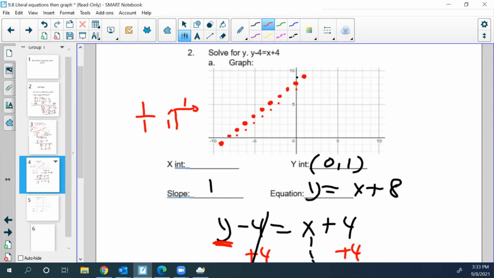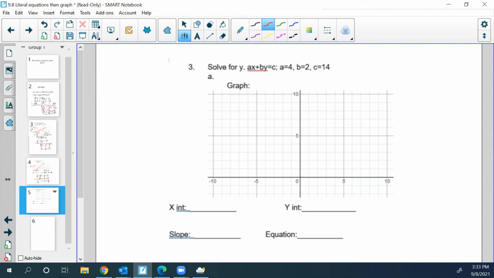So you can see now, if I was to connect these dots, my x-intercept would be right here, and that is negative 8. All right, that's negative 8. So my x-intercept is negative 8. All right, so that's number 2.